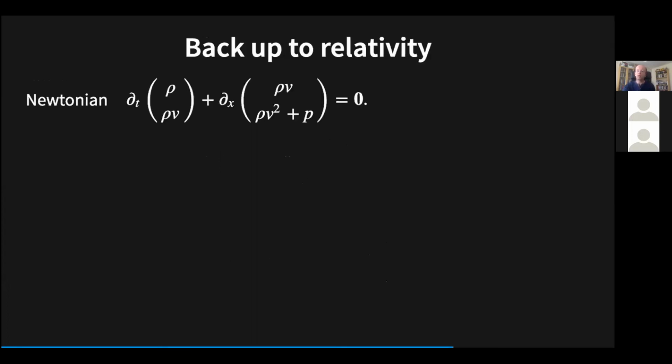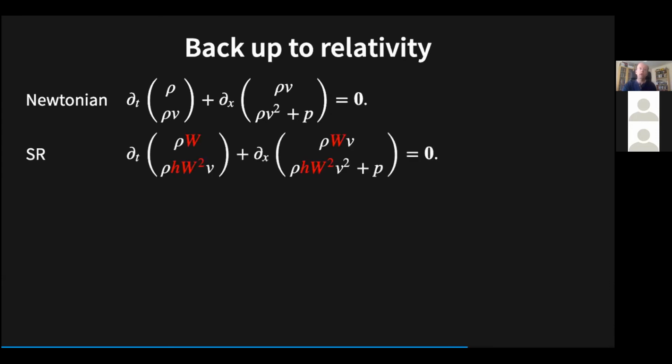So now I want to go back up to relativity. I'm going to focus on the continuity equation and the momentum equation, the first Euler equation. So in going from Newtonian theory to relativity in Minkowski space with Cartesian coordinates, so we can call it special relativity in the test fluid limit, the new features are marked in red.